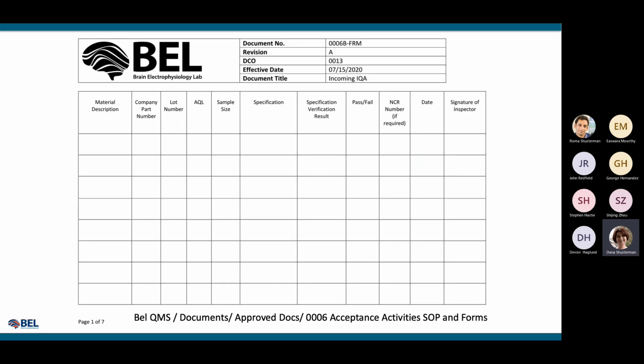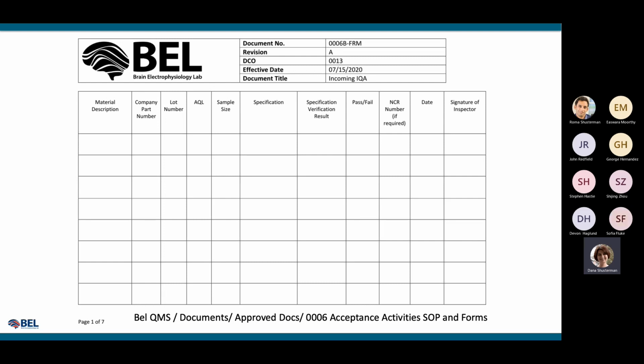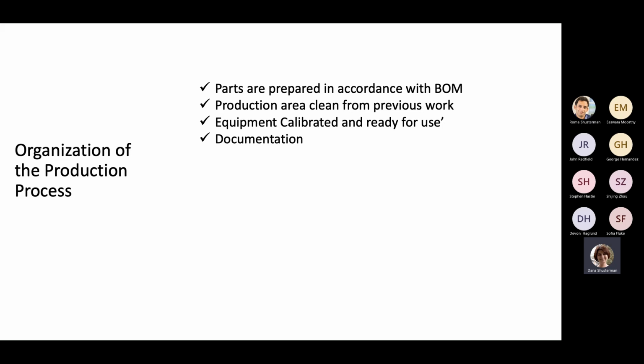The results of the inspections are indicated in this form, the incoming quality assurance form, and you can find it on our Bell QMS site. Before we start with production, we need to make sure the production area is ready and clean from previous production work. That means no labels or parts from previous units are on the table. That will prevent mix-ups between units and unnecessary errors.